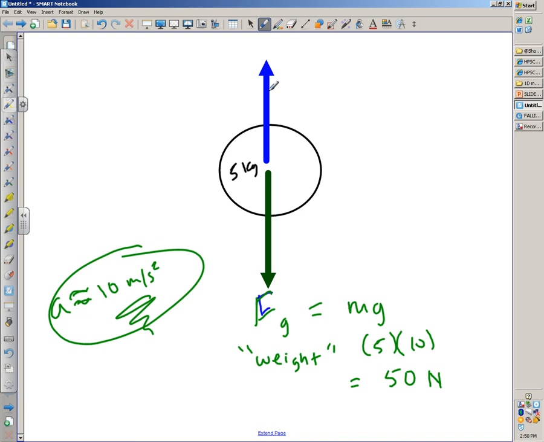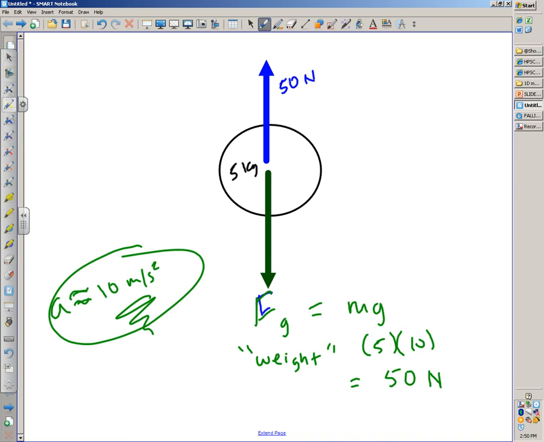But if we apply another force that's 50 newtons this way, what's that object going to do? Be at rest, whatever it's doing right now. That might be at rest, but it also could be what? Traveling at constant speed, or constant velocity. Does that make sense?